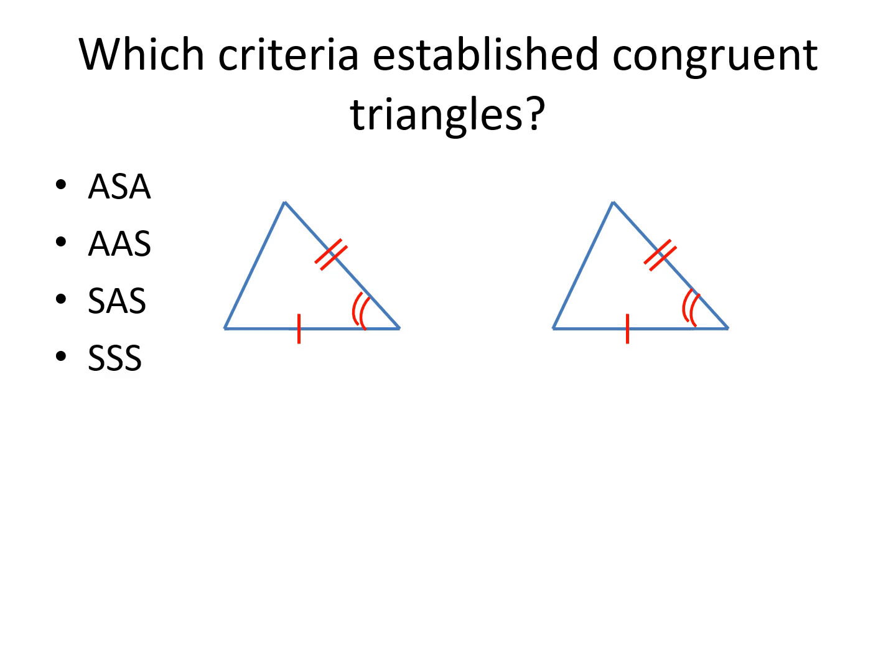And then side side side. Side side side is just where all three sides are congruent. That one is pretty straightforward, as you can see on the picture on the screen.